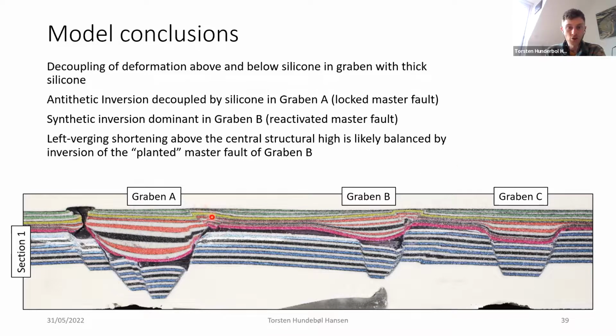The left verging shortening here is very likely balanced by shortening over here in the subsalt. So I think that points in a very good direction, that using this polymer, this silicone seed, actually makes us able to more realistically model inversion than when we don't have a ramp for reverse reactivation at depth.